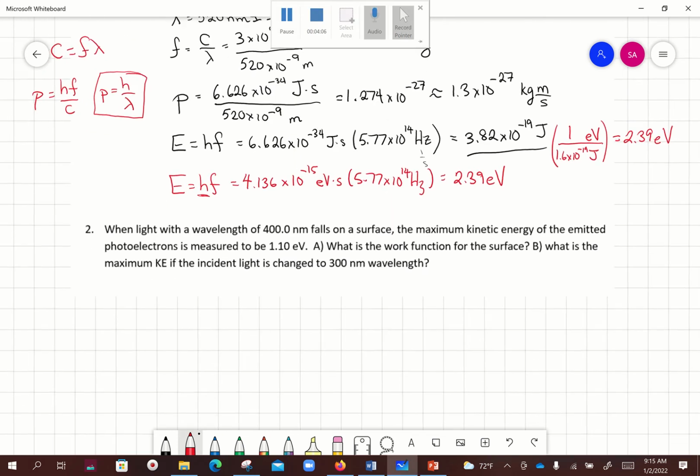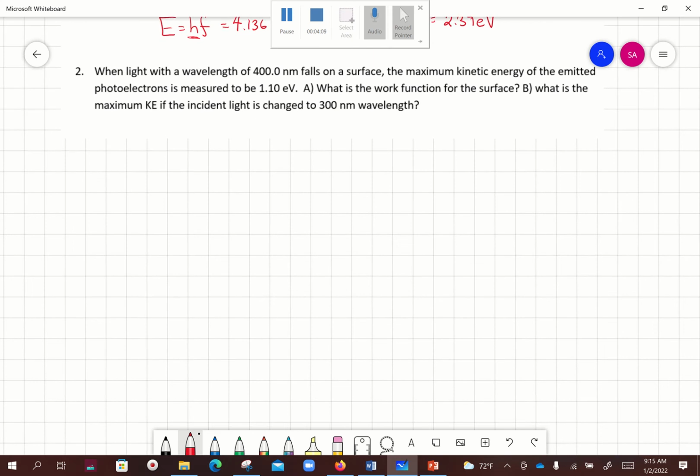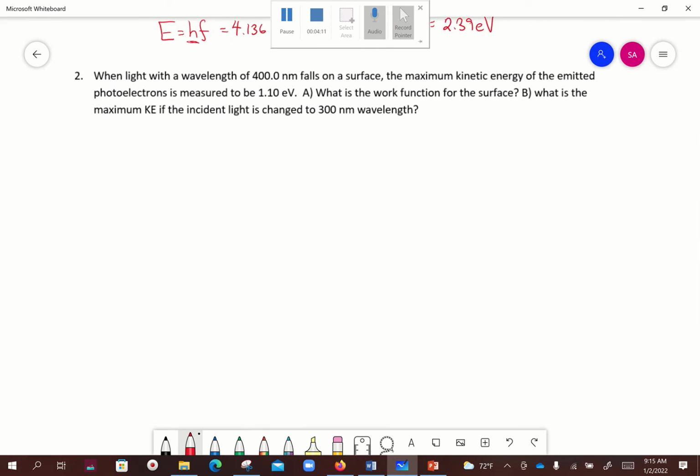Okay, so now let's do a photoelectric effect problem. In the photoelectric effect, we have light that falls on a surface and kicks off electrons, and our equation is that the maximum kinetic energy of the electrons that come out is equal to the energy of the light coming on minus the work function for the surface, which is the minimum amount of energy it takes to pull an electron out of the surface.